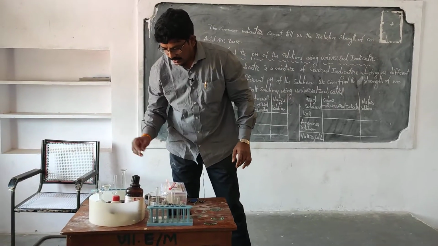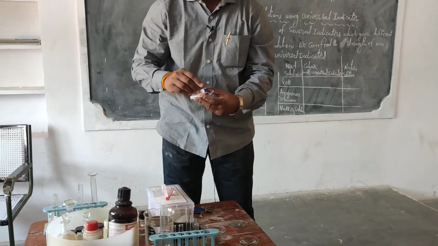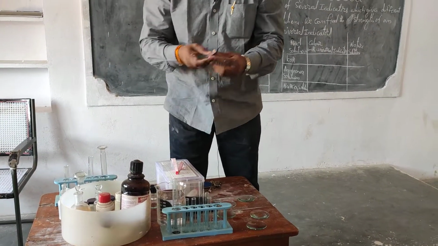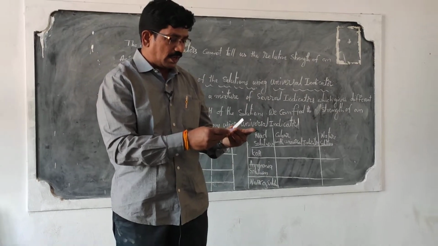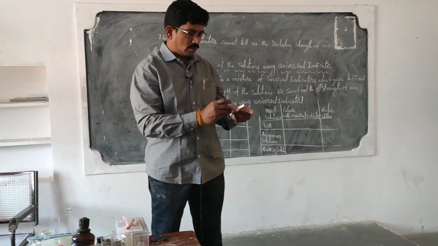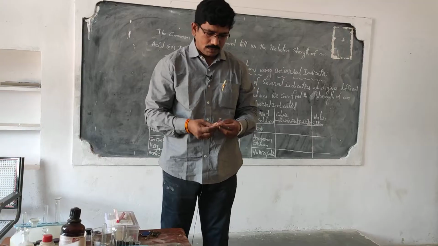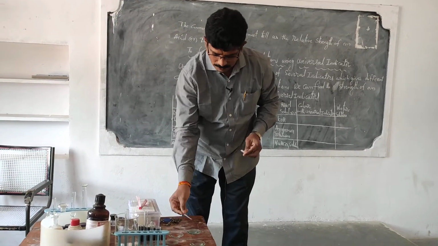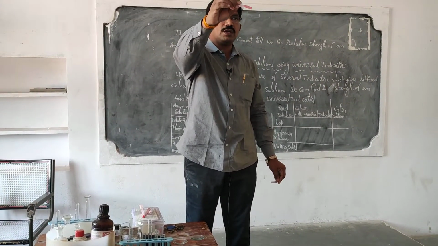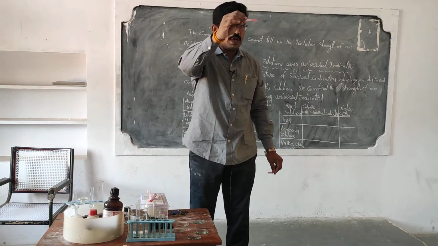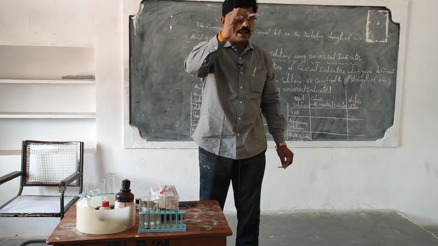Now come to this. Again I am testing the same solutions using the blue litmus papers. These are the blue litmus papers. See this one. What is the color? Blue. See this. What is the change? Red. Blue litmus paper turned to red. So we can say that it is an acid. Very good.